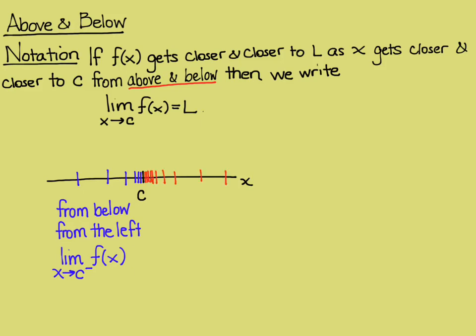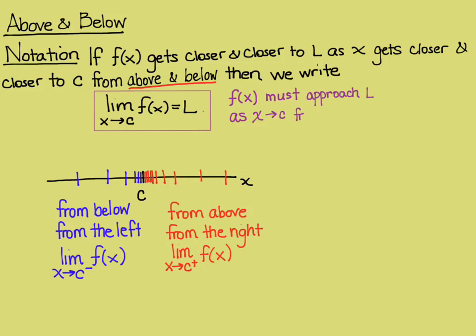Similarly, we can approach from above c, and what we mean by that is we're choosing values of x that are slightly greater than c. So for this, we say that we're coming from above c, or sometimes we'll write from the right. And we write this as the limit as x goes to c with a superscript positive sign to indicate that we're approaching using values that are slightly bigger than c.